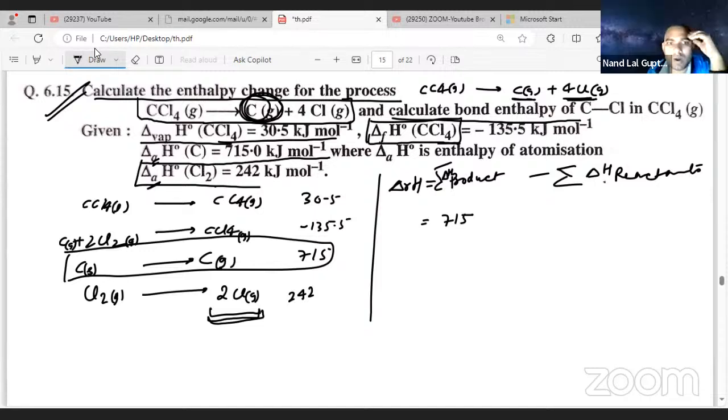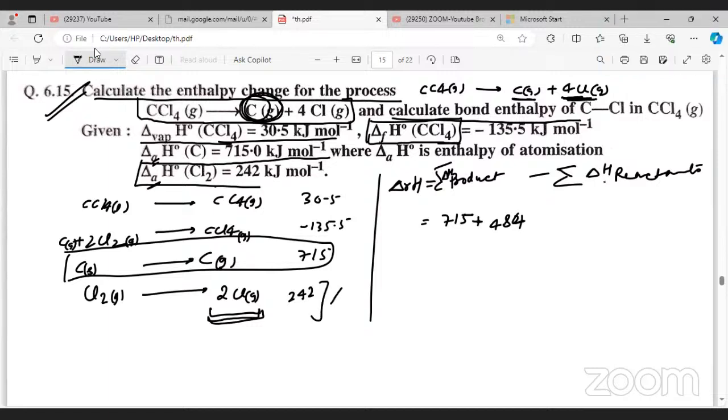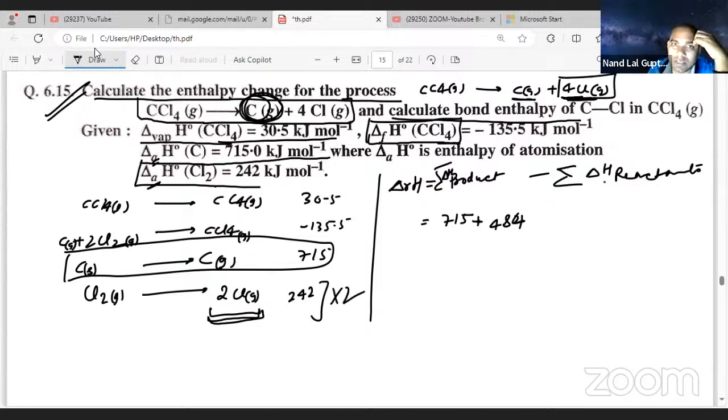4Cl is also on the product side. But here 4Cl is required. How many Cl have they given? 2. So we will multiply by 2, and 484 will come. Why do I multiply by 2? Because in the required reaction, how much is there? 4. You can see.